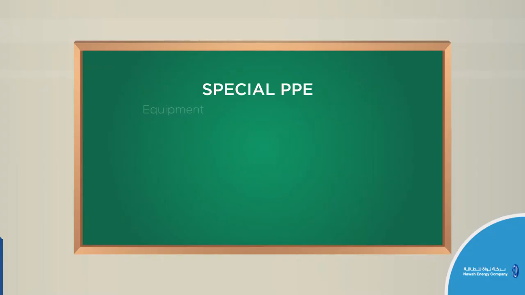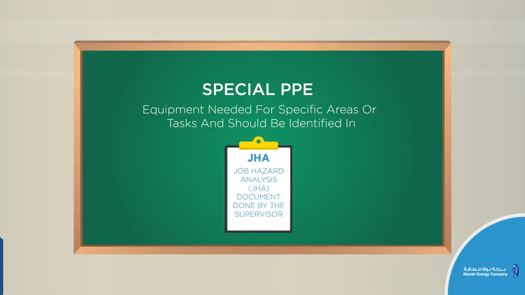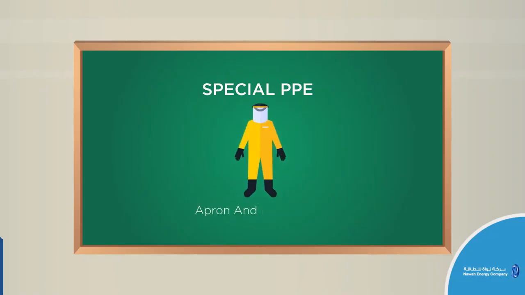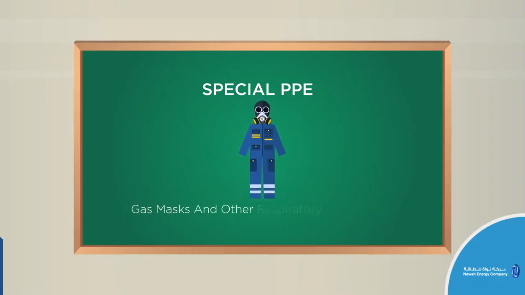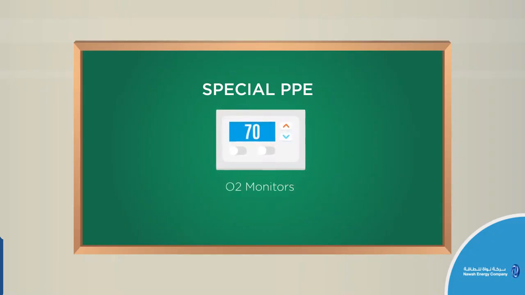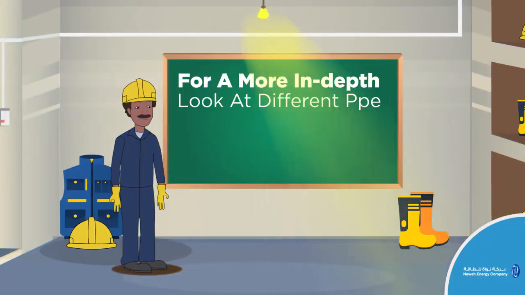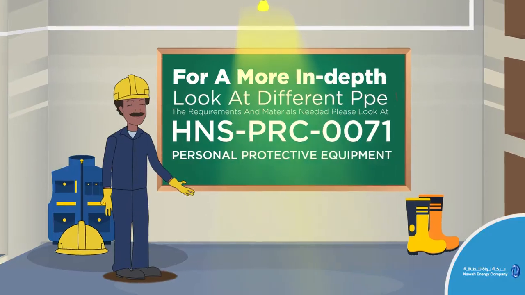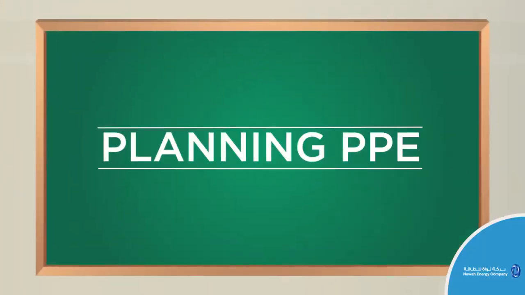Special PPE is equipment needed for specific areas or tasks and should be identified in the Job Hazard Analysis (JHA) document done by the supervisor. Special PPE may include hazmat suits for chemical work, anti-contamination clothing, apron and face shield, gas masks and other respiratory equipment, O2 monitors. For a more in-depth look at different PPE and the requirements and materials needed, please look at the HNS PRC 0071 Personal Protective Equipment.